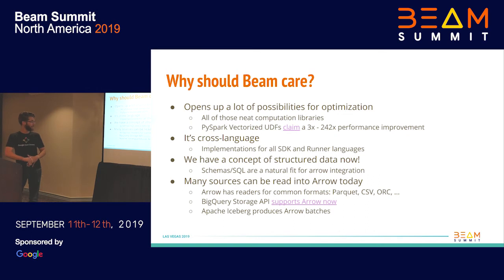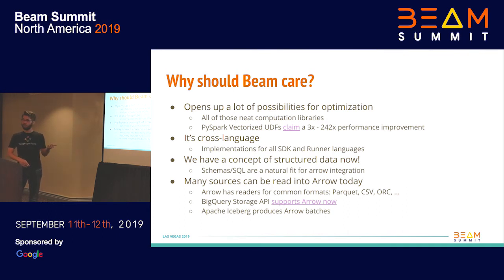Finally, there are many sources that we have in Beam today that could be read in as Arrow record batches instead, and that's something people could start to do now. Arrow has readers for common data formats like Parquet, CSV, and ORC, where you read in a data file and you get out an Arrow record batch, and then you can do some computation on that.